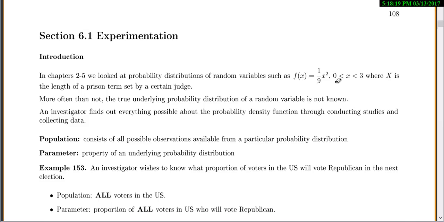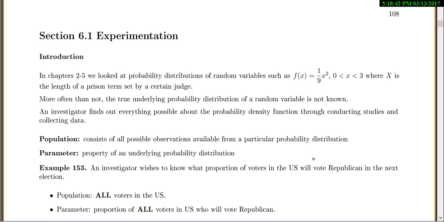Instead, what we're going to do is we're trying to figure out what that underlying probability density function would be through conducting studies, collecting data, etc. So to start with, we have some terminology. Population consists of all of our possible observations from a particular probability distribution. Or here we're talking about an underlying probability distribution.